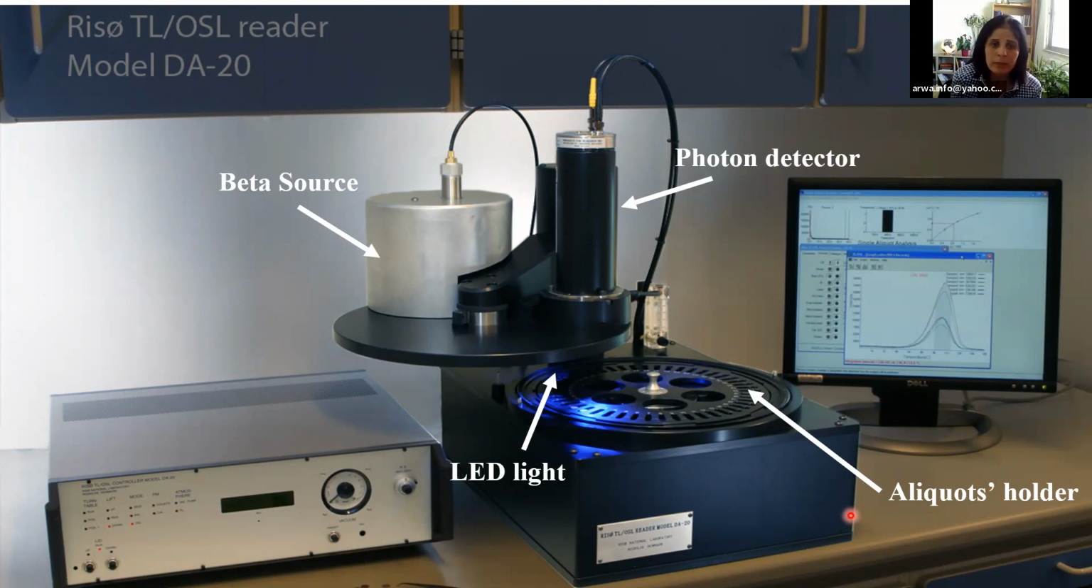More advanced readers use the procedure called single grain measurements, where the discs loaded to the reader have 100 holes. Each hole can have 1 grain of quartz or feldspars.